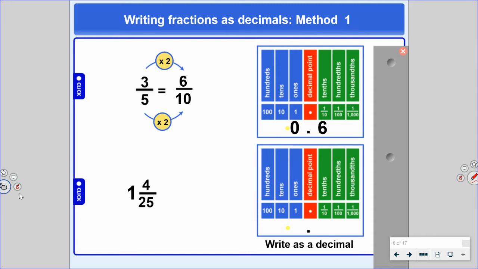Another example, 25 can be turned into hundreds. If you multiply both numerator and denominator by 4, you now create an equivalent fraction, 1 and 16 hundredths, equivalent mixed number, excuse me. And then we can rewrite it with 1 whole and 16 hundredths.